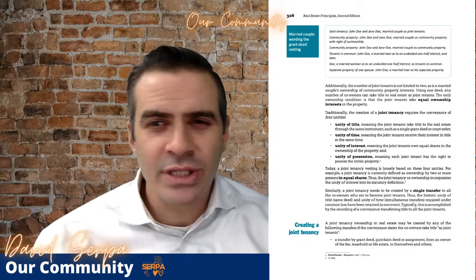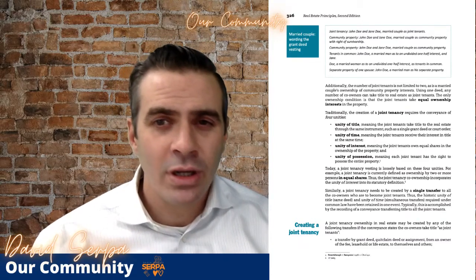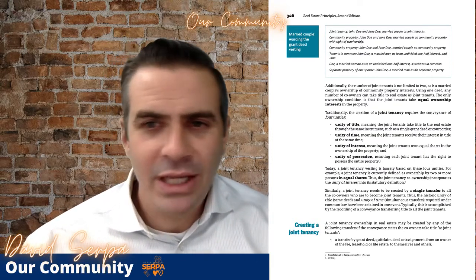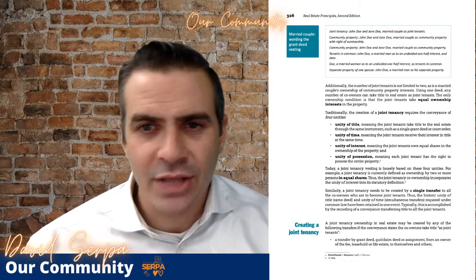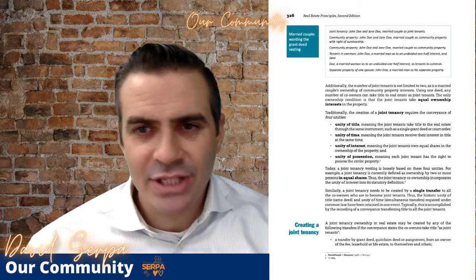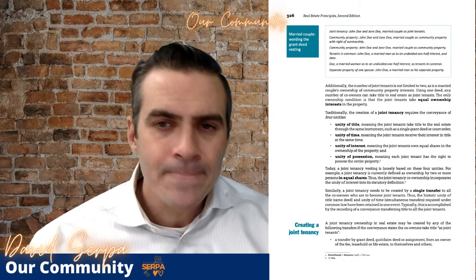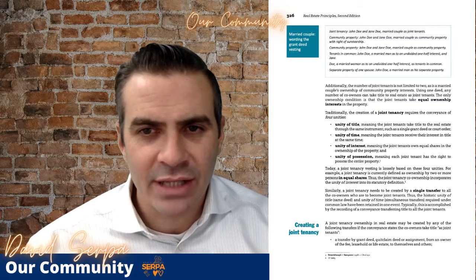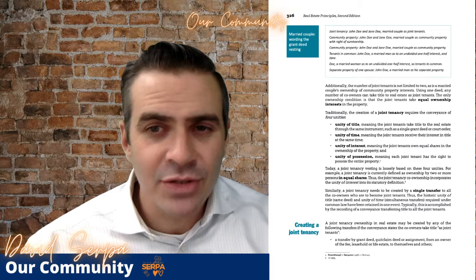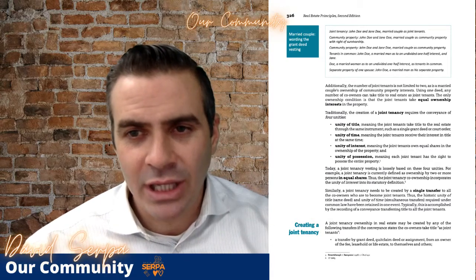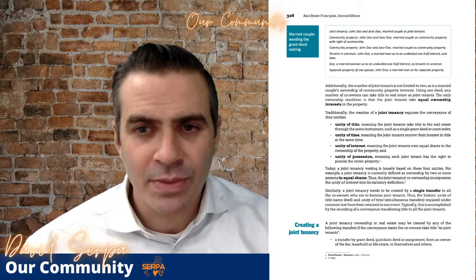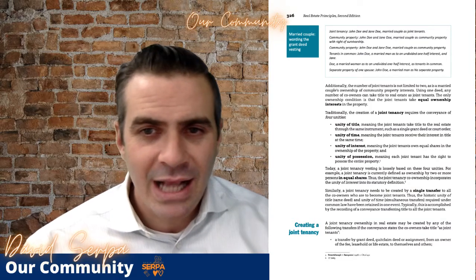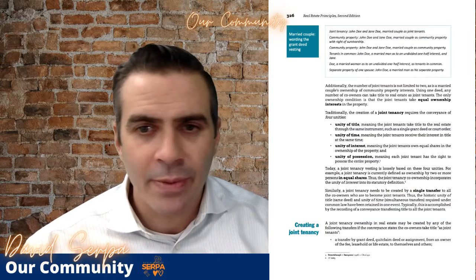Traditionally, the creation of a joint tenancy requires the conveyance of four unities. Unity of title, meaning the joint tenants take title to the real estate through the same instrument, such as a single grant deed or court order. Unity of time, meaning the joint tenants receive their interest and title at the same time. Unity of interest, meaning the joint tenants own equal shares in the ownership of the property. And unity of possession, meaning each joint tenant has the right to possess the entire property.